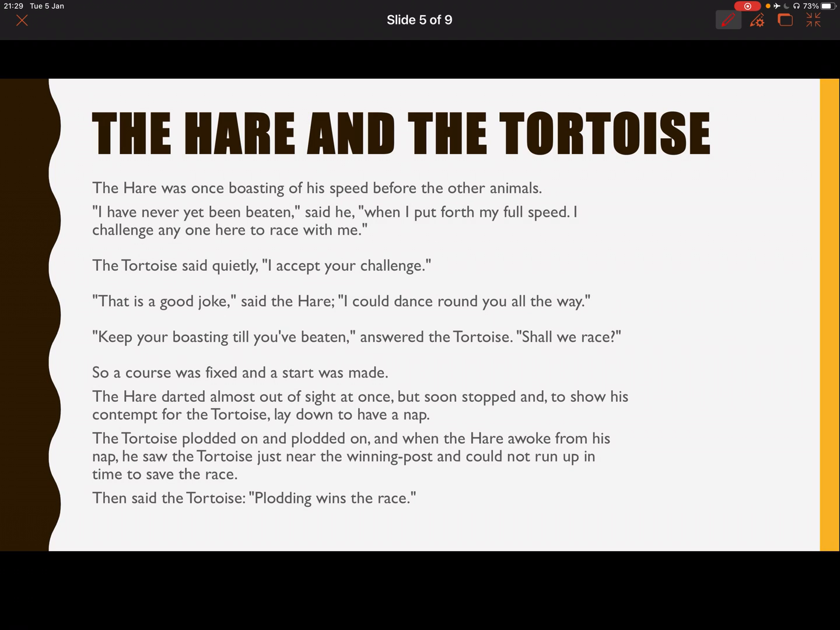The Tortoise said quietly, I accept your challenge. That's a good joke, said the Hare. I can dance round you all the way. Keep your boasting until you've beaten, answered the Tortoise.